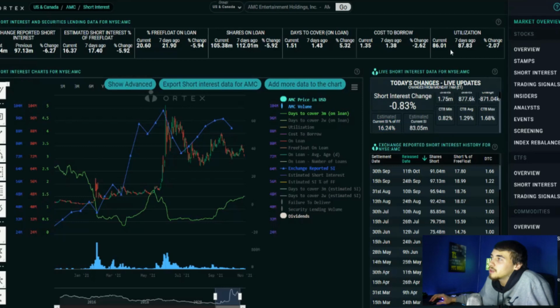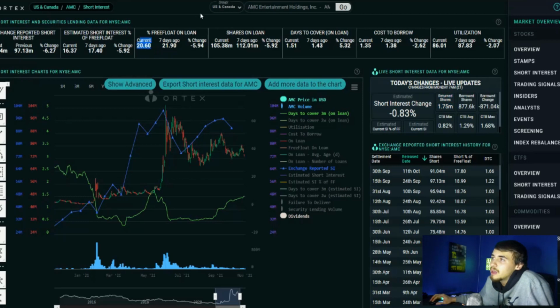Now, the share utilization is at 86.01%. That has gone down a little bit, about 2% over the past 7 days, meaning there's more shares available to be sold short. Doesn't look like they're being sold short because the free float on loan has actually gone down. So if you see the returned shares are higher, that does not mean shorts covering their positions. That simply means the shares on loan are being returned. And that's why it says returned shares, not covered shares. So that's what you guys need to know from that.